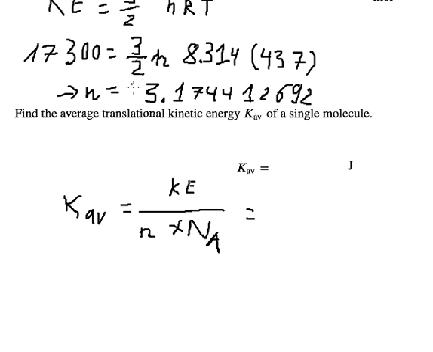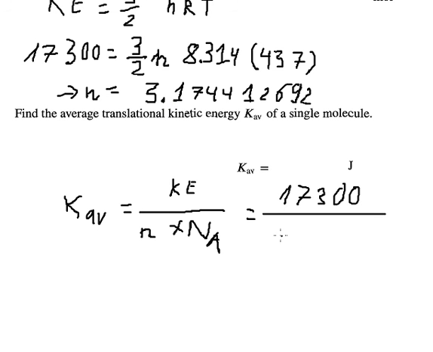So we have Ke, that is these numbers in here. And the moles, that is this number in here. So I will round up to 3.17 and then we multiply by 6.02 multiplied by 10 to the power of 23. So we calculate this one and we have the final answer.